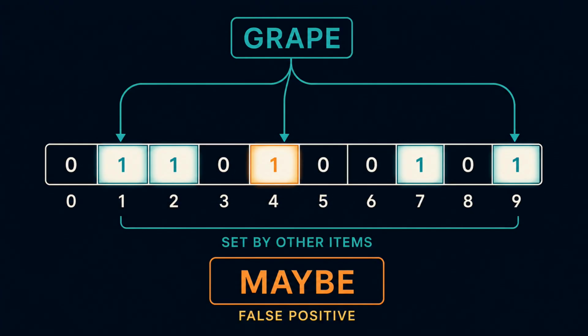Now check a grape. Suppose the grape maps to 1, 4, and 9. All 3 bits are 1, but the pear and plum set those bits earlier. The grape may never have been inserted. That is a false positive. Shared bits can make an absent item look possible.